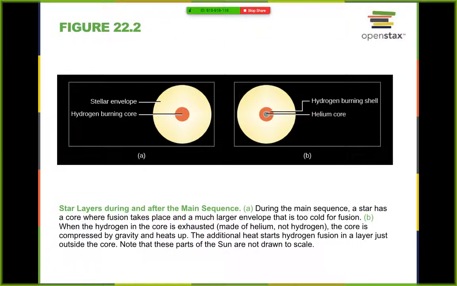So this is a typical profile of a main sequence stellar envelope with a hydrogen burning core. When we studied the sun, we saw that the solar core was the region, the volume, where thermonuclear reactions were taking place. So the core of a star, which is illustrated in figure A, is the region where fusion reactions are taking place.